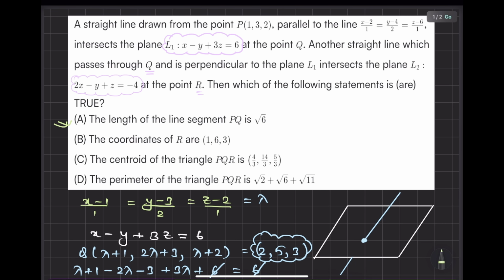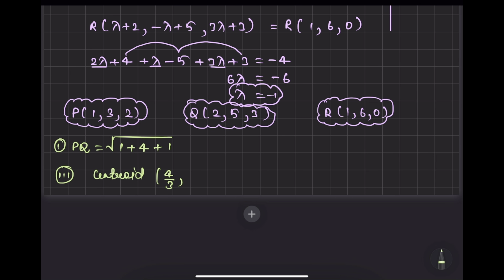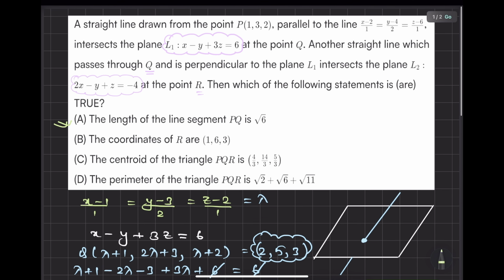Option C is the centroid of the triangle PQR. So we need to focus on centroid. For the centroid we will do x1 plus x2 plus x3 by 3. So 1, 3, 4, it is 4 by 3, then 14 by 3, then 5 by 3. So it is 4, 14, 5 by 3. Yes, option C is also correct.